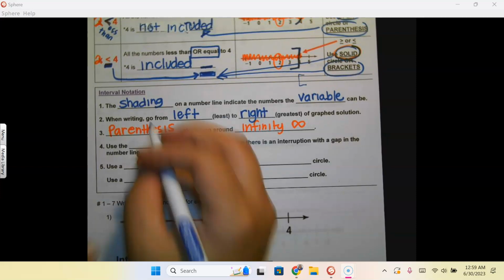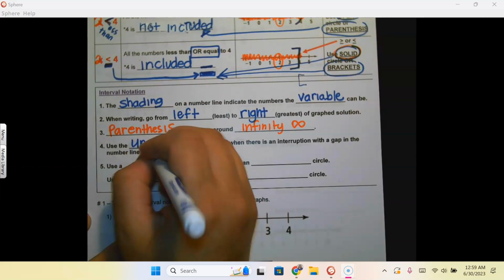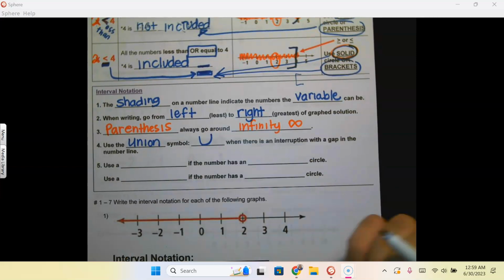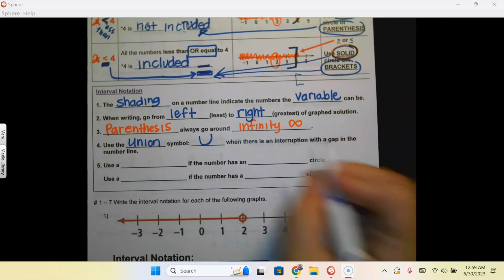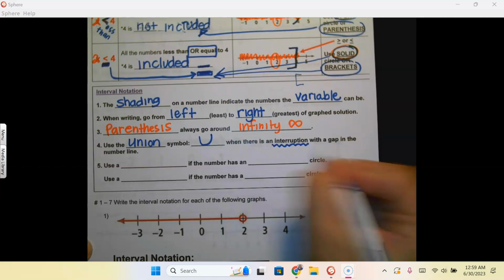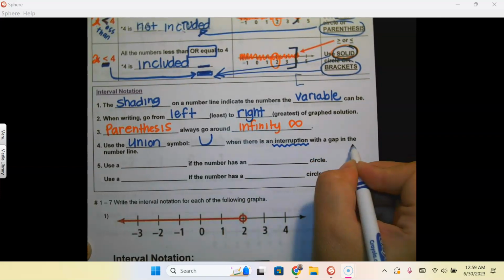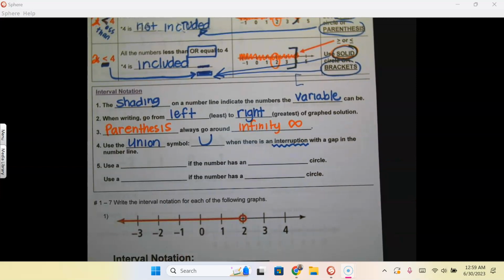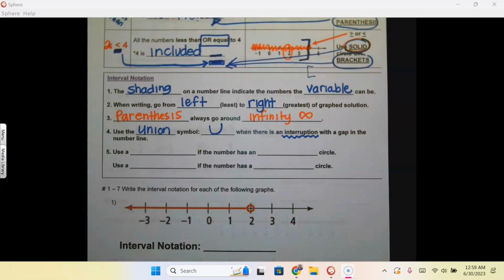Then we're going to use the union symbol. And the union symbol looks like a horseshoe or a U, when there is an interruption or a gap in the number line. Okay, so again, I'll make that make sense here in a moment. Let's just take some notes right now.